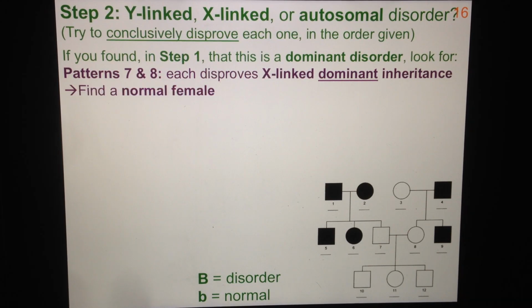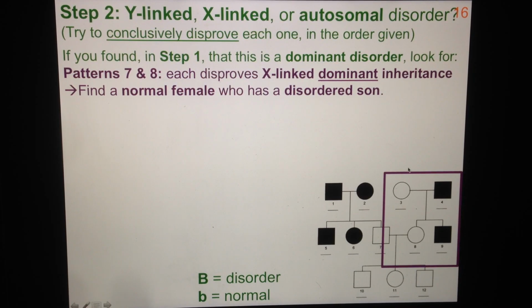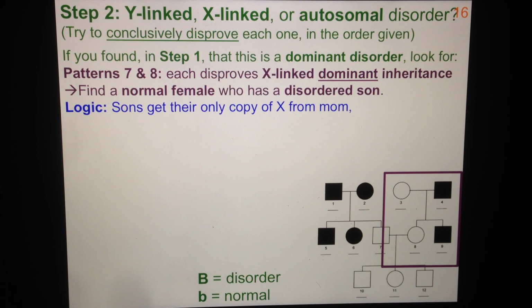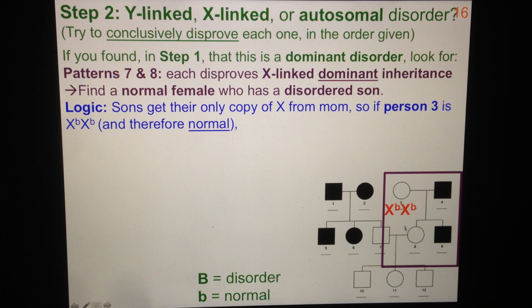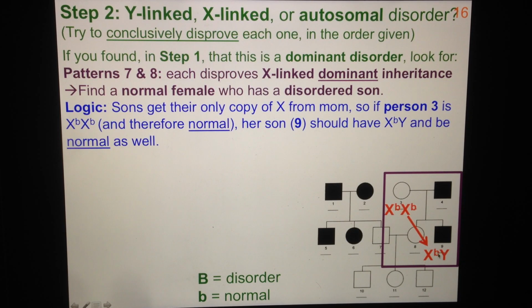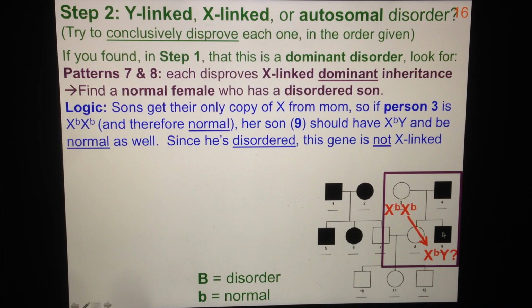Okay, dominant disorder. All right, so for pattern 7, you need to find a normal female who has a disordered son. Okay, so we find one right here. Normal female, disordered son. The reason why this is not possible for X-linked is the son always gets an X chromosome from mom. So if mom has 2 copies of the recessive normal allele and gives that to the son, and that's the only copy he has, then he should be normal, right? There's no reason why he should actually have the disorder. So since he has the disorder, then we know the gene is not X-linked. This pattern would not be possible.